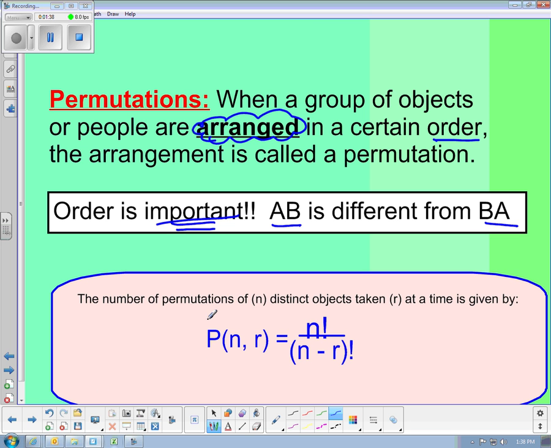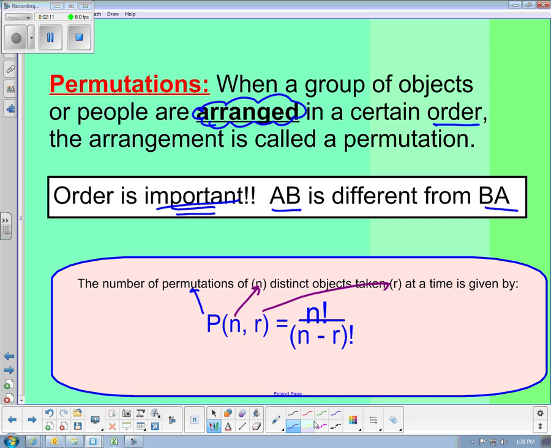Now this is an important formula to take note of. Maybe you highlight it on your notes sheet. This P stands for the permutation. N is the number of objects you have. And R is the number of objects you're choosing. So that's what all that notation means. So the permutation of N objects taken R at a time is equal to N factorial divided by (N minus R) factorial.